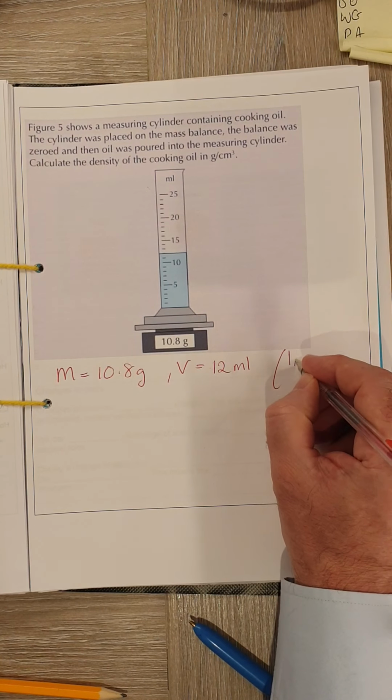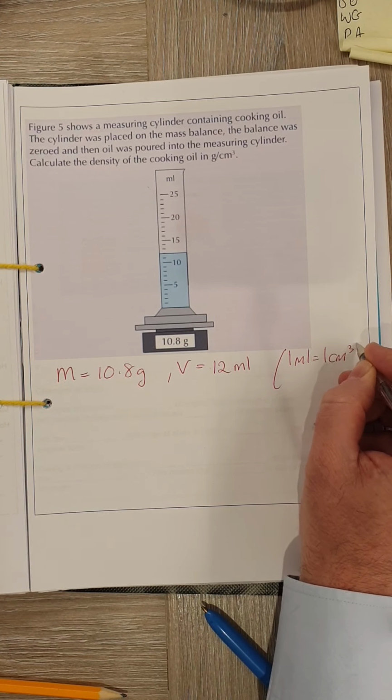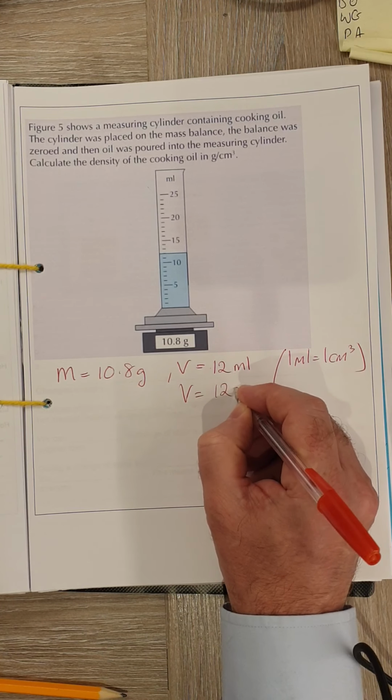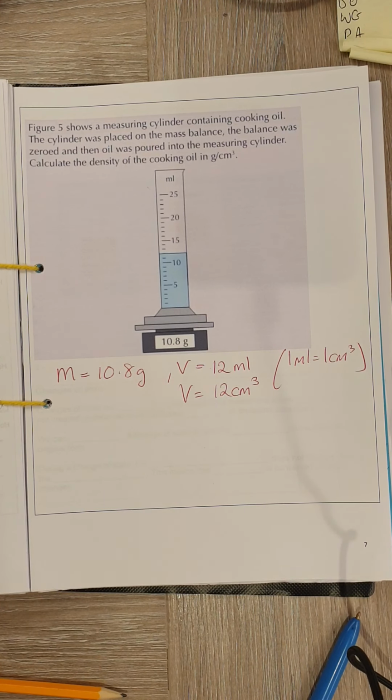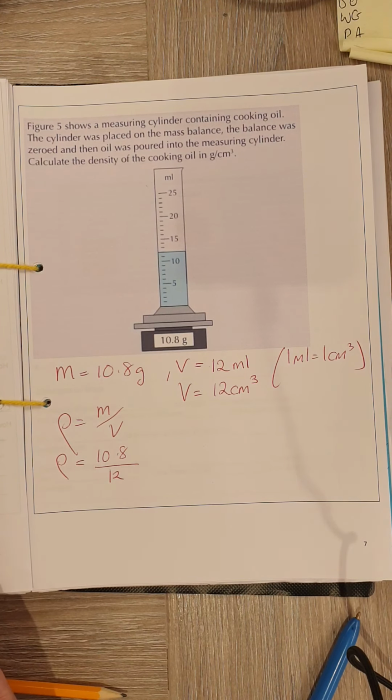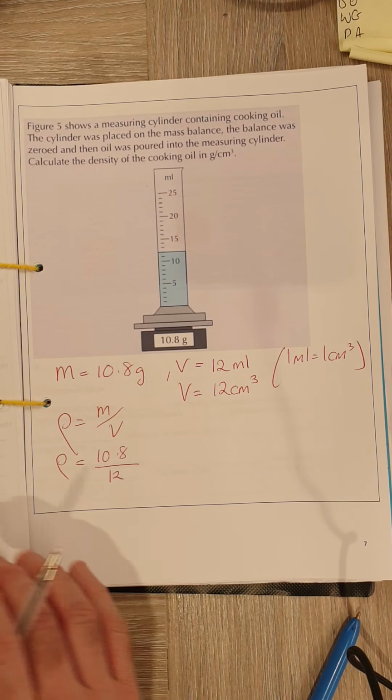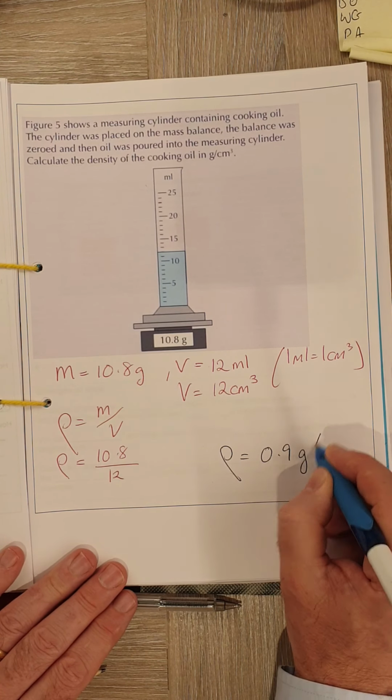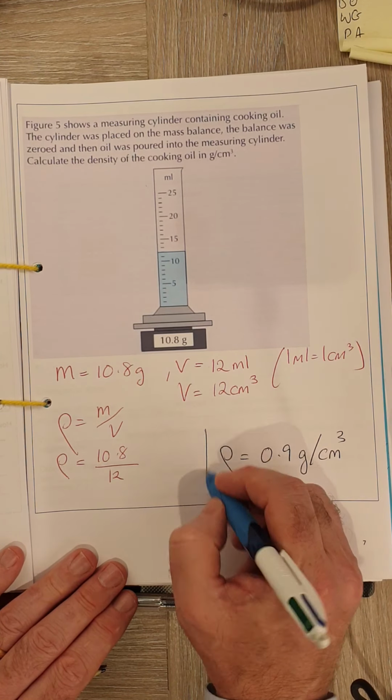Now 1 milliliter is equal to 1 centimeter cubed. So that means our volume is 12 centimeters cubed. Density is equal to mass divided by volume. So that gives me that the density is 10.8 divided by 12. And I'll pop that into my calculator. And I get an answer of the density is equal to 0.9 grams per centimeter cubed.